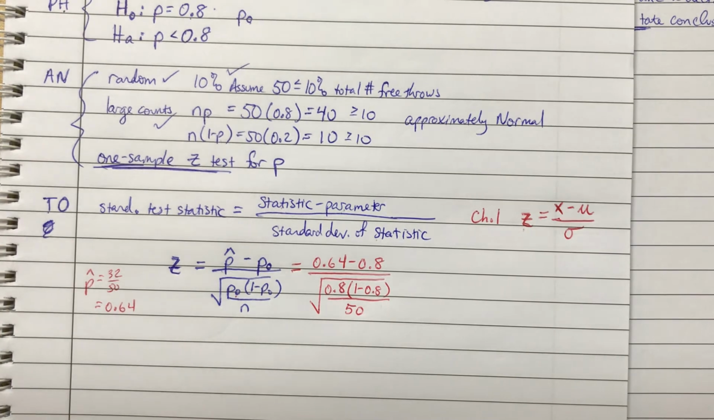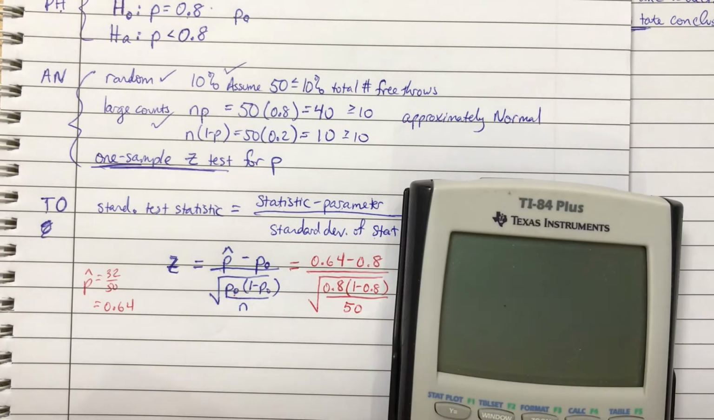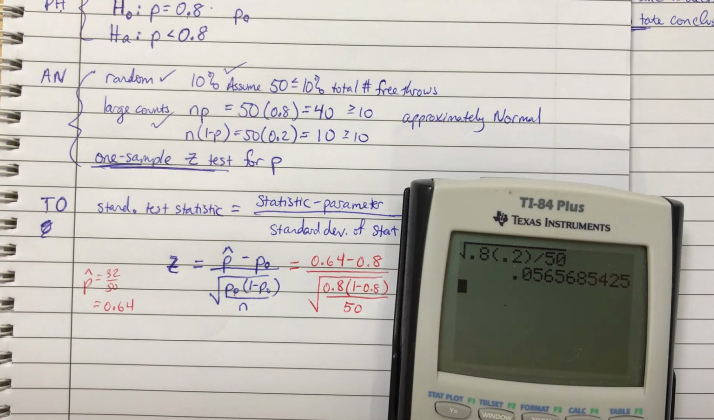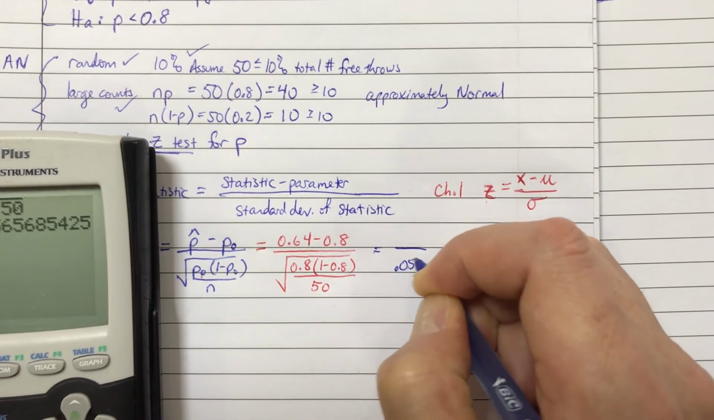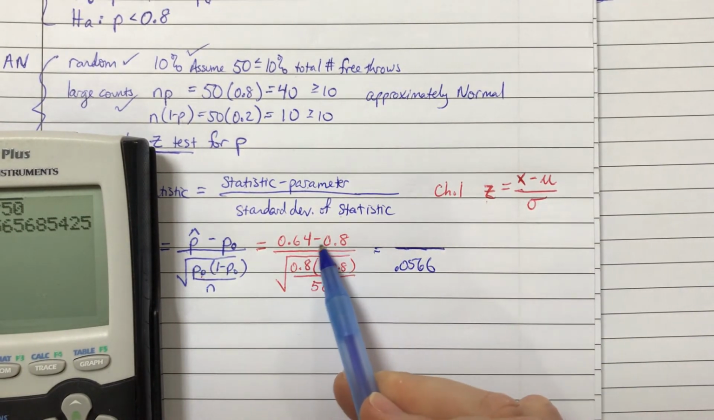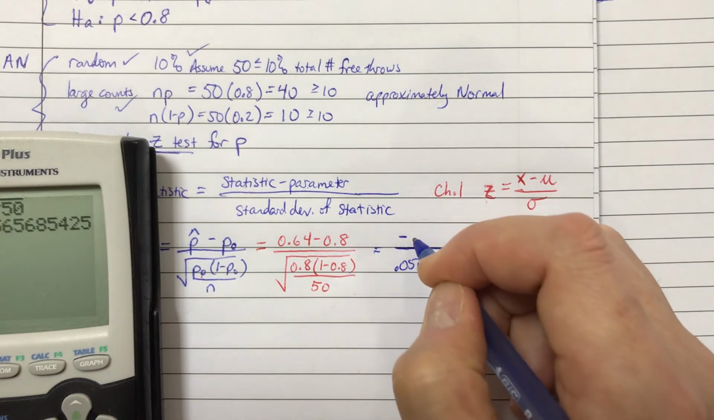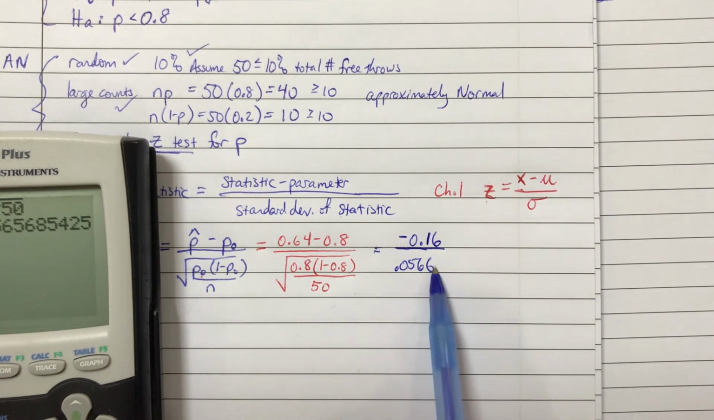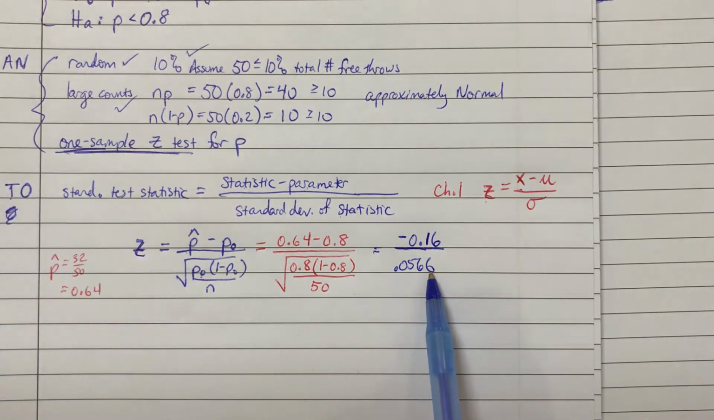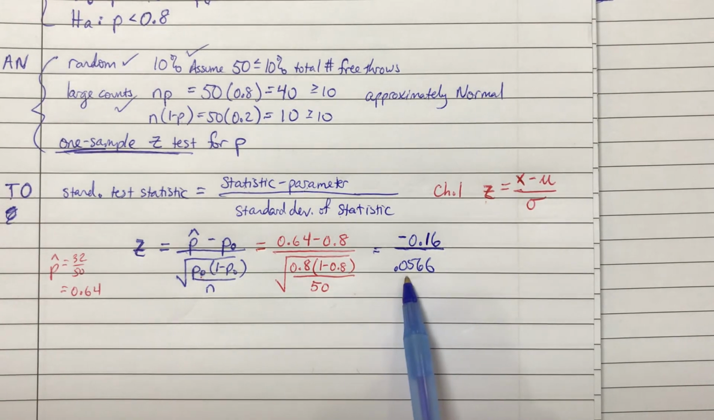Okay, now we're going to work this out. I'm going to do the square root part first. 0.8 times 0.2 divided by 50 is equal to 0.0566. And if I subtract 0.64 minus 0.8, that is negative 0.16. Now, this right here is the standard deviation of the statistic. Okay, this will come up again in a little bit.